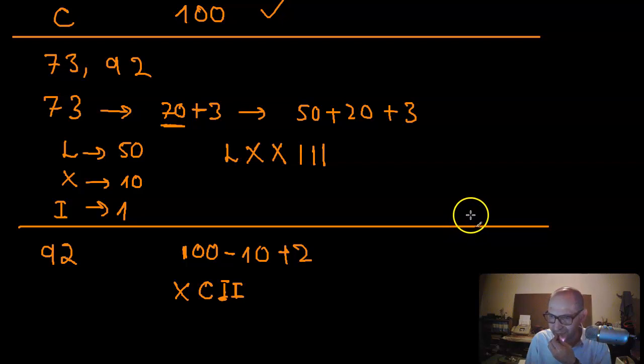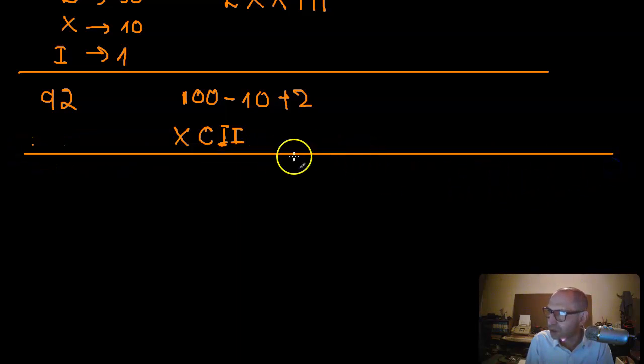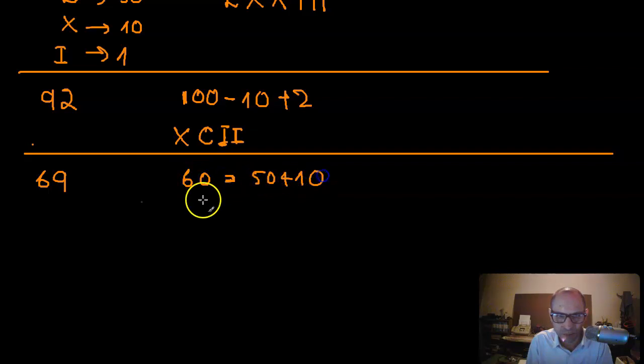And that's essentially all about that. And then let's take two more examples. Let's say that you have a 69. So a 69, essentially, you can think of 60 as a 50 plus 10. A 60, you can think of it as a 50 plus 10. And a 9, you could say that it's 5 plus 4.